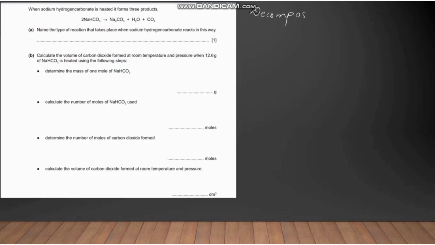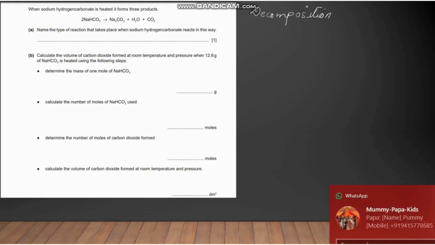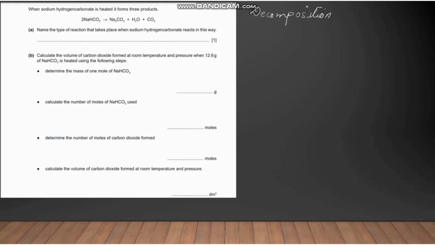The next part is related to the number of moles. They are asking: calculate the volume of the carbon dioxide produced at room temperature and pressure when 12.6 gram of sodium hydrogen carbonate is heated, using the following steps. First, determine the mass of 1 mole of sodium hydrogen carbonate. Now how to calculate the relative molecular mass of sodium hydrogen carbonate? If we calculate that, sodium atomic mass 23, hydrogen 1, carbon 12 plus oxygen 16 multiplied by 3, and the answer will be 84.